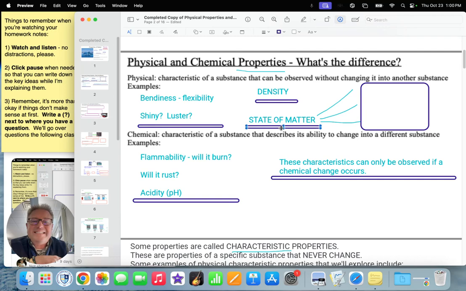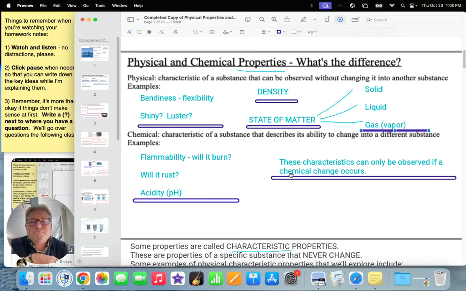And we could observe what state of matter the substance is. The states of matter that we'll see all through are: is it a solid, or is it a liquid, or is it a vapor, a gas? The state of matter that the material is in, whatever the substance is, that's a physical property of it as well.